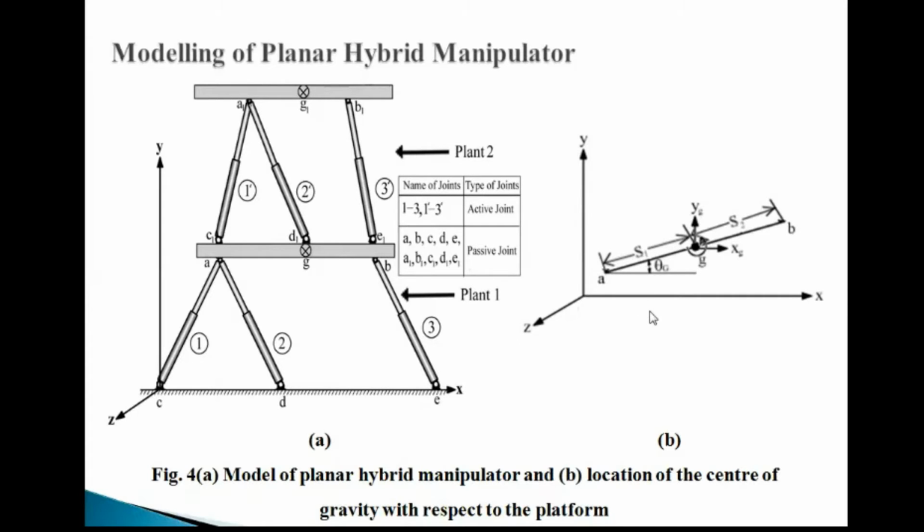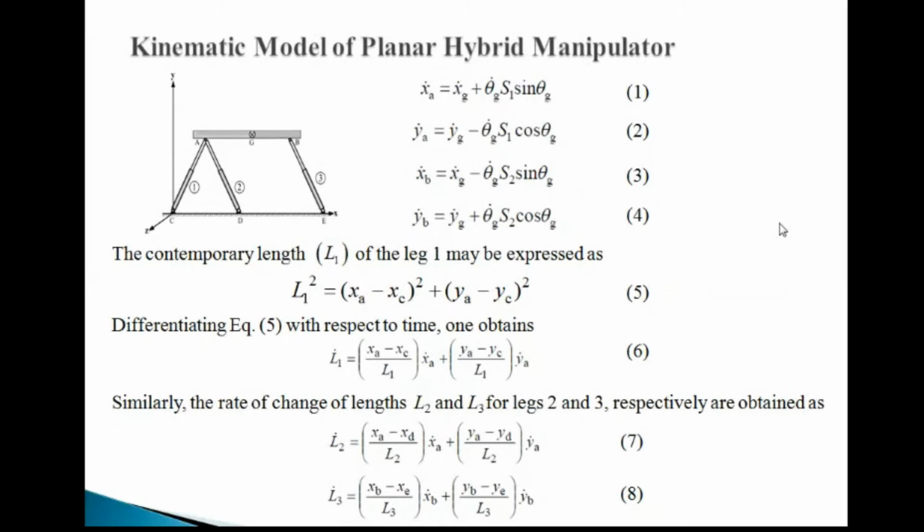And here in part B, we can see the platform figure. That platform can have some rotational velocity also, as it is inclined. It can be inclined at angle theta, and we can take the lengths of AG as S1 and GB as S2. So these are the different kinematic equations used in the modeling and simulation.